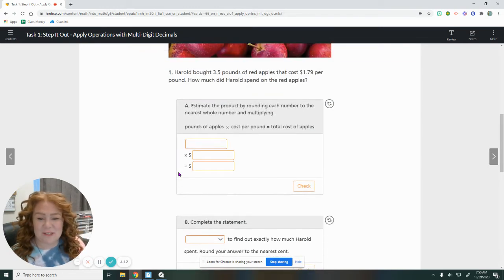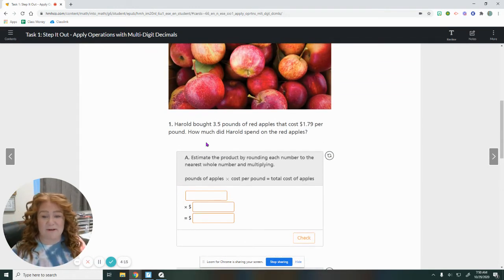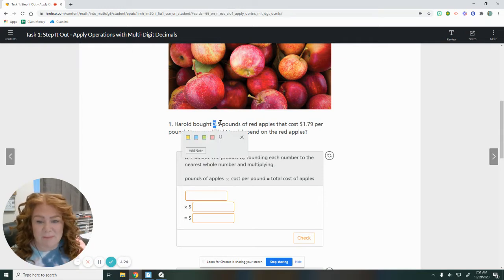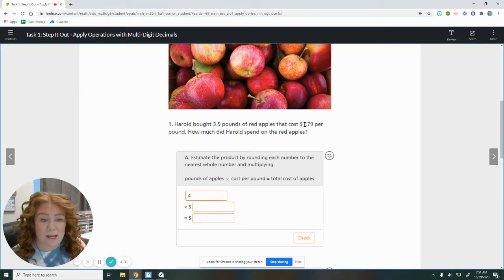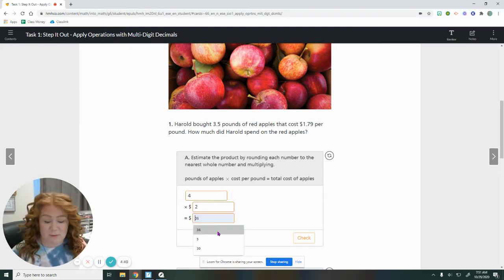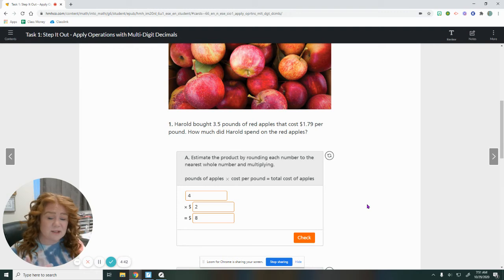Okay, so first, let's get an estimate to make sure we're even on the right track. Estimate the product by rounding each number to the nearest whole number. So if I round 3, look back behind, the 5 is big and it pushes the 3 up to 4. Here's my 1. Look back behind, 7 is another big number that's going to push that 1 up to a 2. So 4 times 2 is 8. So our answer should be around $8.